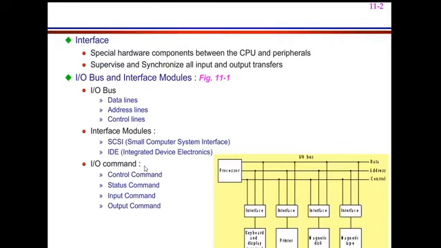Next one is what? Interface. The special hardware component required between the CPU and peripherals will act as an interface. Here is the block diagram of your I/O interface.